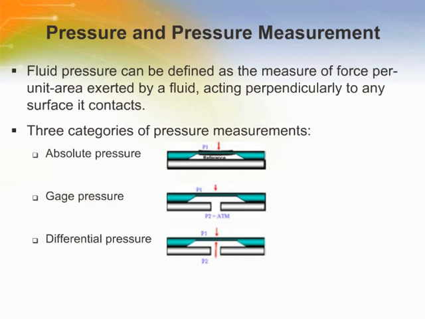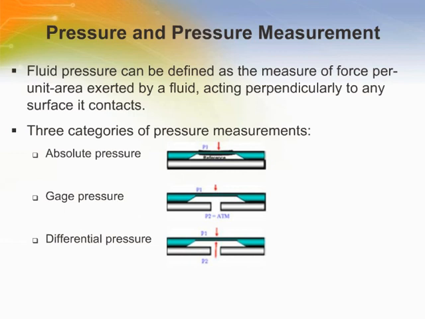In fluid systems, pressure and pressure measurements are extremely complex. A fluid can either be a gas or a liquid. Fluid and liquid are not synonymous. Fluid pressure can be defined as the measure of force per unit area exerted by a fluid, acting perpendicular to any surface it contacts. Pressure can be expressed in many different units, including in terms of height of a column of liquid. Pressure measurements can be divided into three different categories: absolute pressure, gauge pressure, and differential pressure.